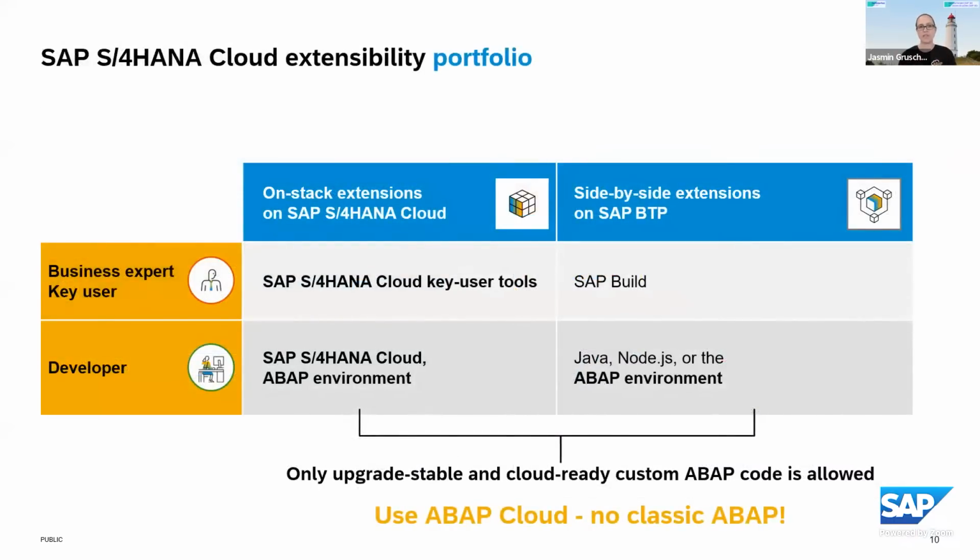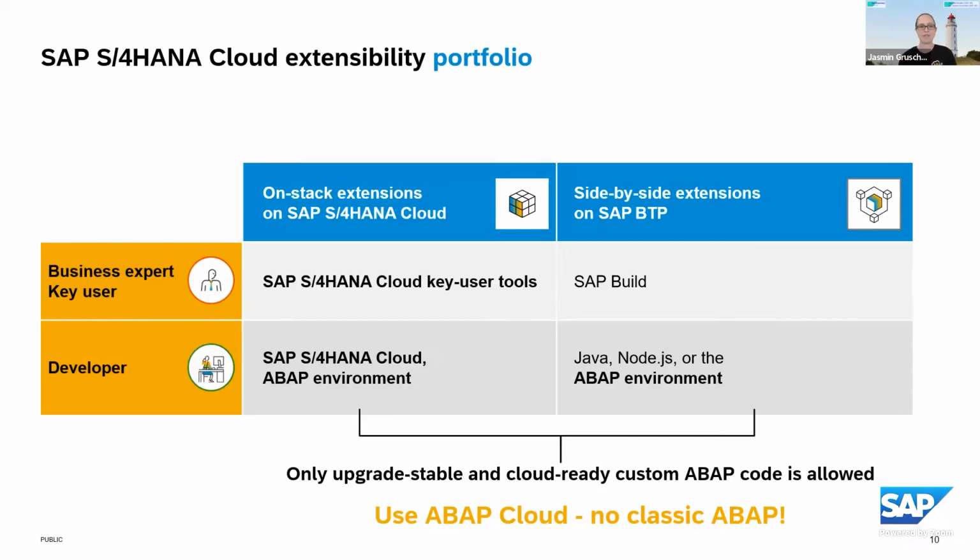And that brings us to this tiny matrix, portfolio matrix. So here again, in the upper row, the business expert or the key user, who is using on-stack SAP S/4HANA Cloud key user tools, and on the side-by-side extensibility, for example, SAP Build. And in the lower row, the developer extensibility, who would use the ABAP development tools in Eclipse, the ADT, and on stack, for example, is the SAP S/4HANA Cloud ABAP environment. What we called last year embedded Steampunk.